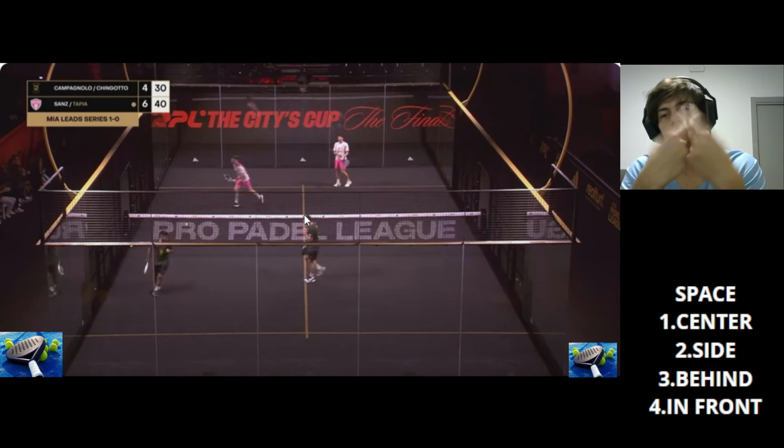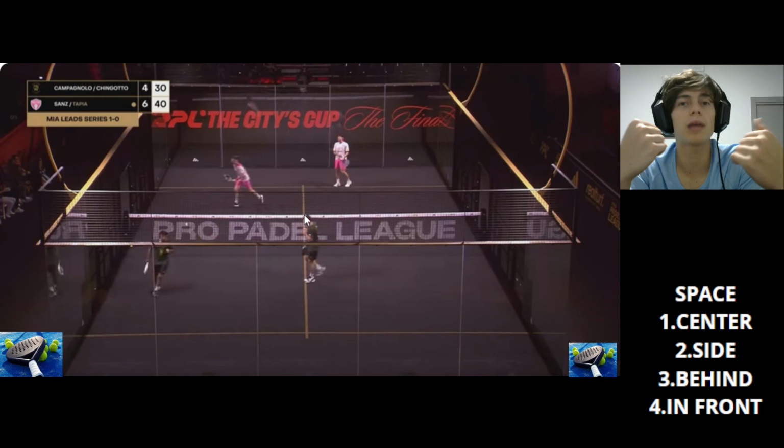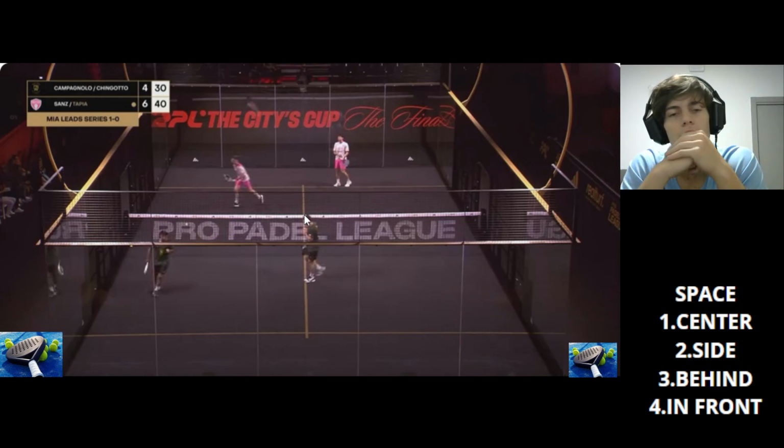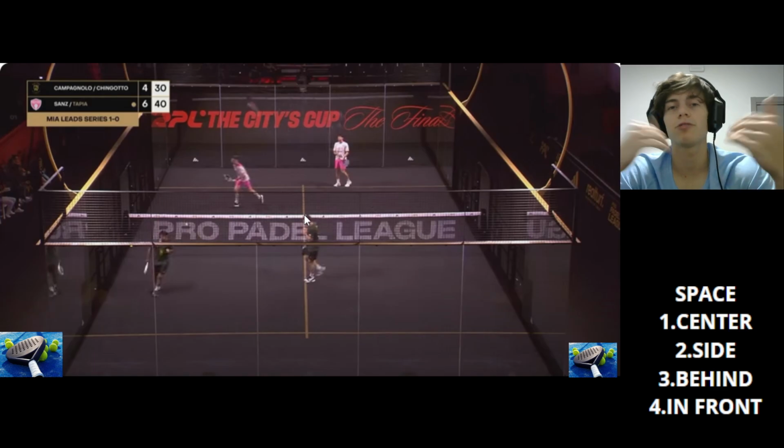Then the other types of space are space behind. This often happens when your opponents are way too close to the net, and then there's a lot of space behind to hit a decent lob, and to make them either play a bad bandeja or just put them back at the back of the court. And then space in front, and this can usually happen in two situations. Let's say your opponents are at the back of the court, then it means that the space in front is the space where you play a drop shot.